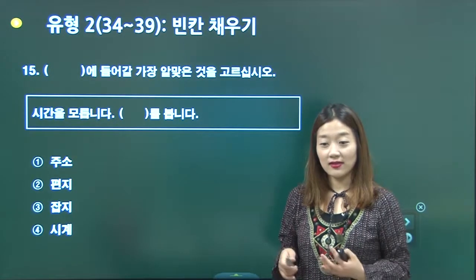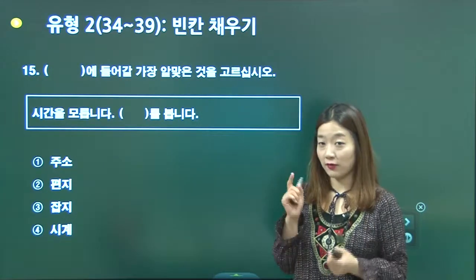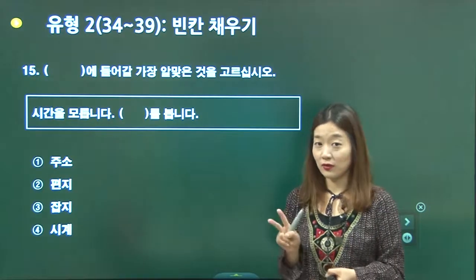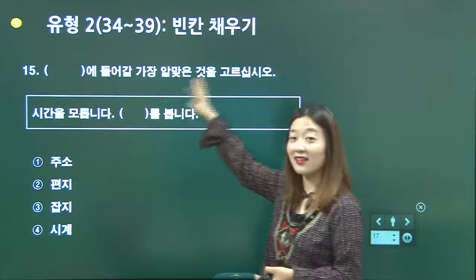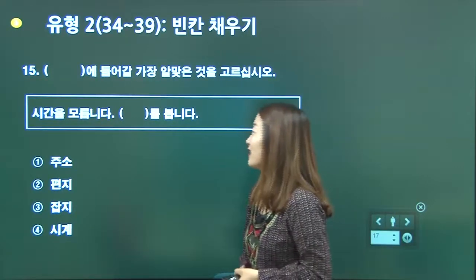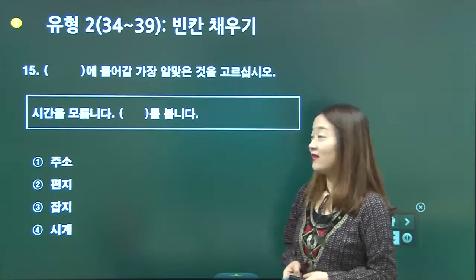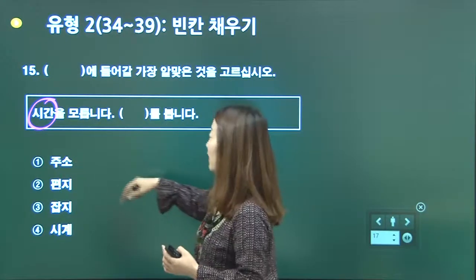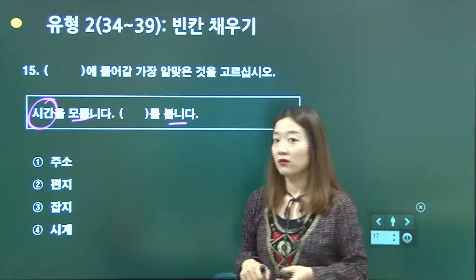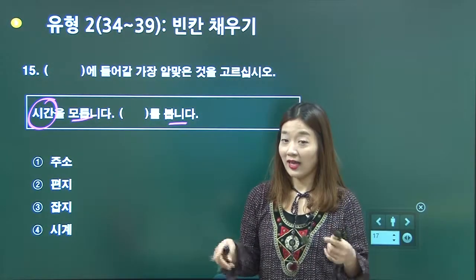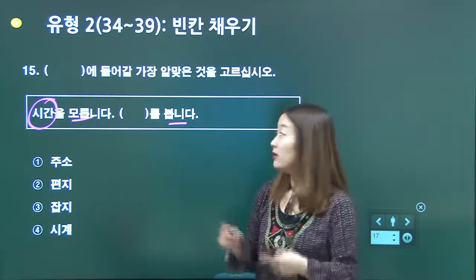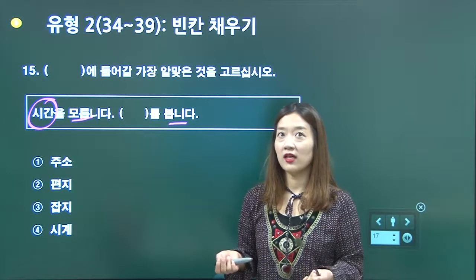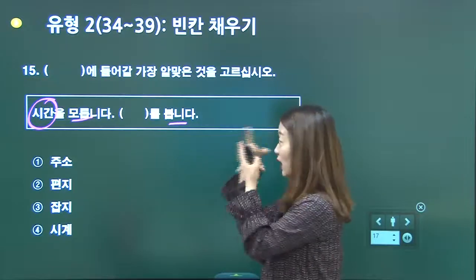Number 15 will be the last question for today. Today is the second reading part, type 2, the first class. So next time, we're going to study a little bit more about type 2. 시간을 모릅니다. 땡땡땡을 봅니다. Here's a keyword, 시간, and 모릅니다, 봅니다. So what is 시간? It's time, right? So I don't know what time it is right now. So, oh, what time is it? What do I need to see?